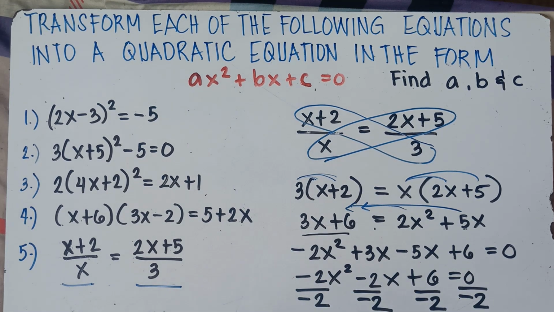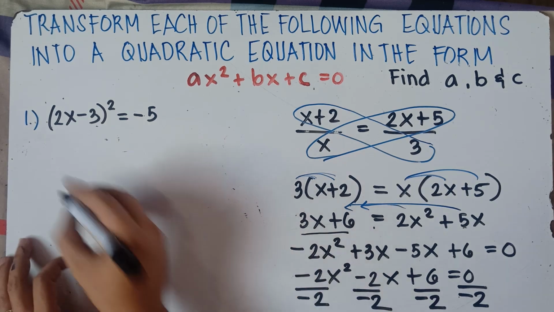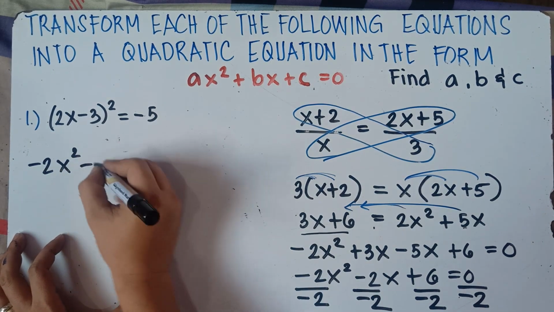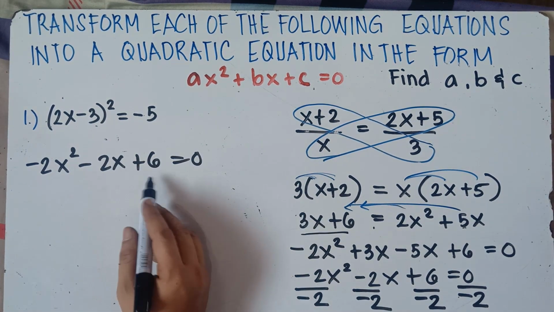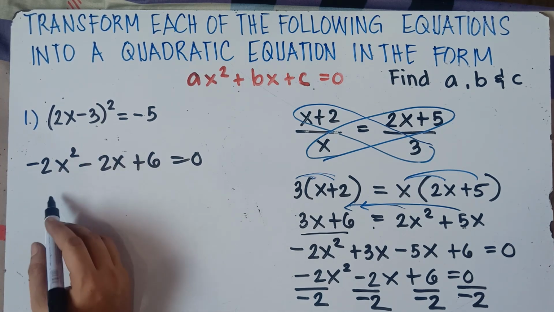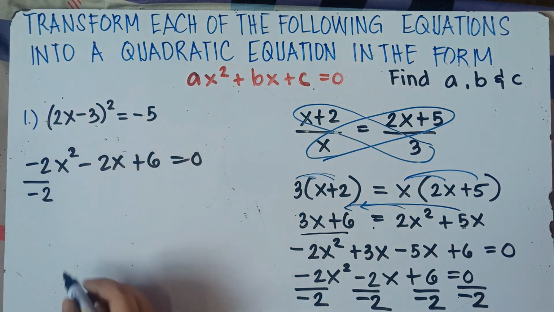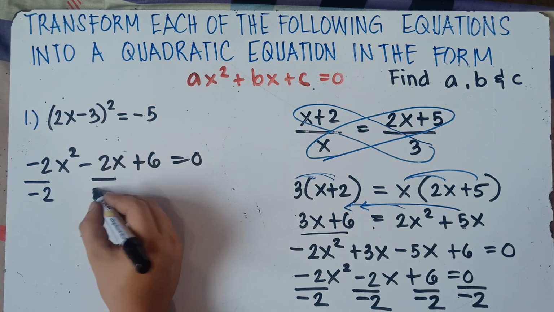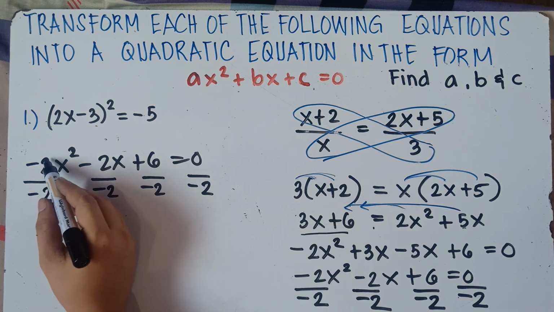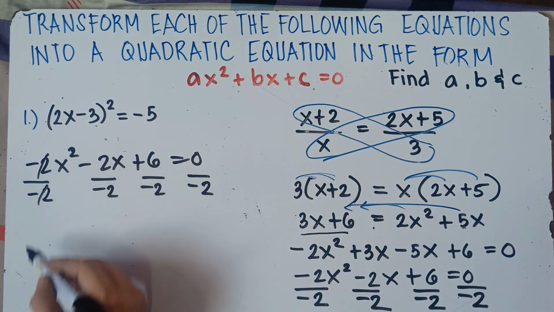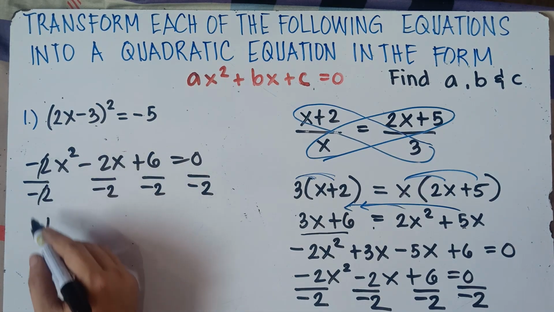Let me just copy this once again, class, for you not to be confused. So we have negative 2x squared minus 2x plus 6 equals 0. Once again, we can reduce this one by 2. Now, since we have negative 2 in x squared, we can divide this one by negative 2 so that our x squared will be positive. So negative 2 divided by negative 2, we can cancel this out. This is positive 1. Negative divided by negative is positive.